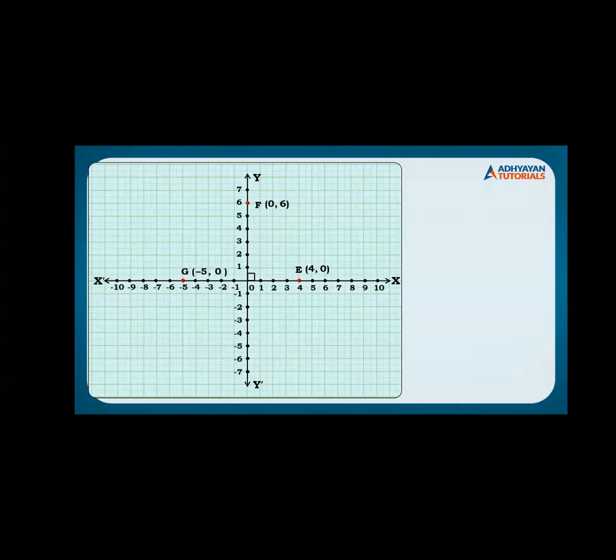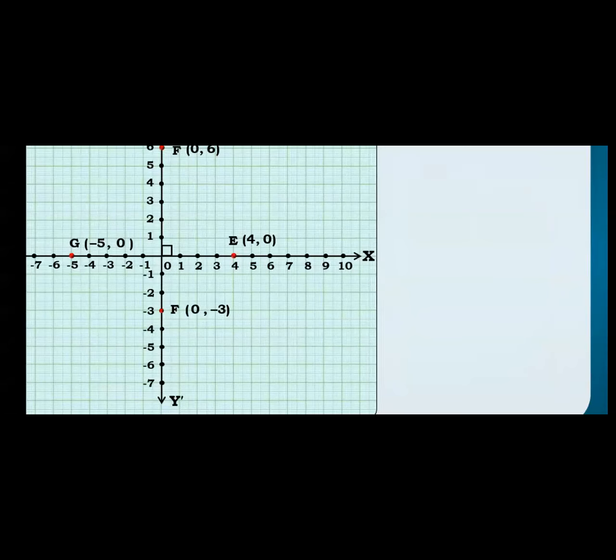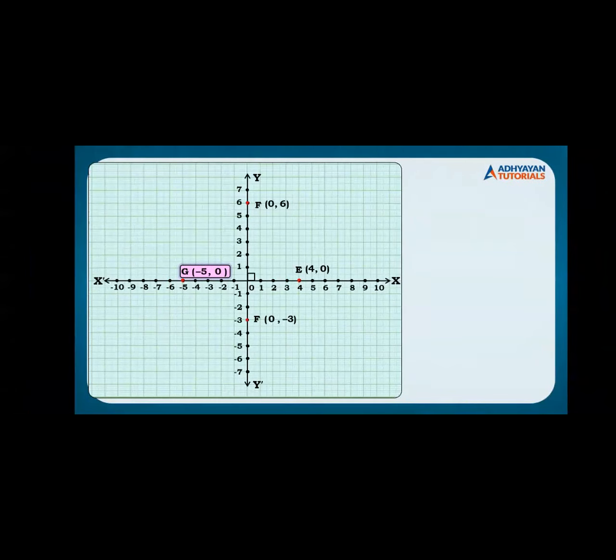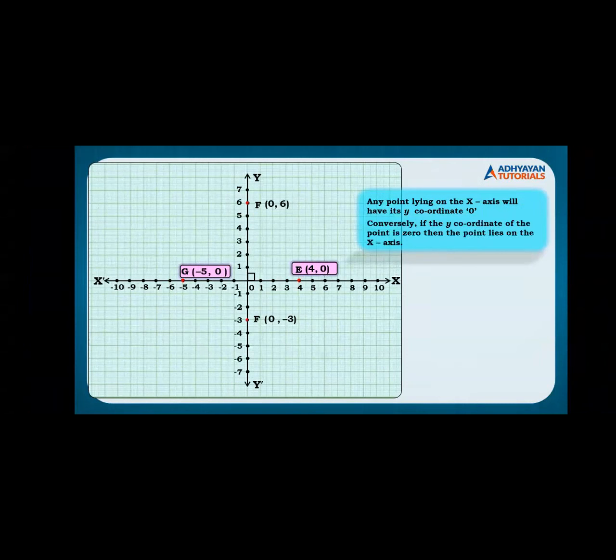Now you consider any point on y axis, it will be 0, that point. जैसे f है तो 0, -3. Hence the conclusion which I stated earlier as well, कि any point lying on the x axis will have its y coordinate 0 और उसका converse भी true है कि अगर y coordinate 0 है तो point x axis पर lie करता है, right? The same is true. You can take a screenshot of this if you want. The same is true with y axis as well.